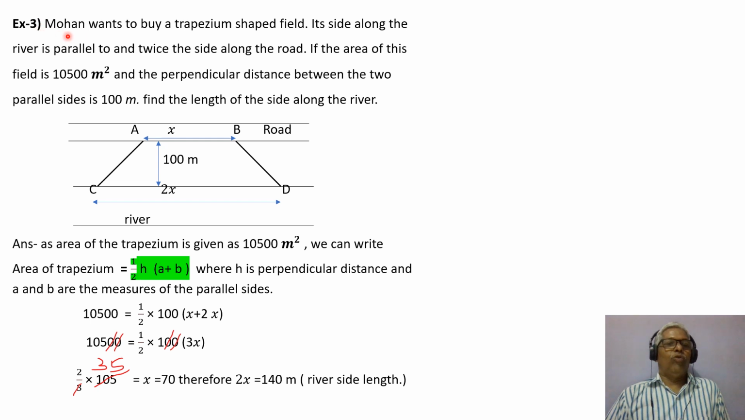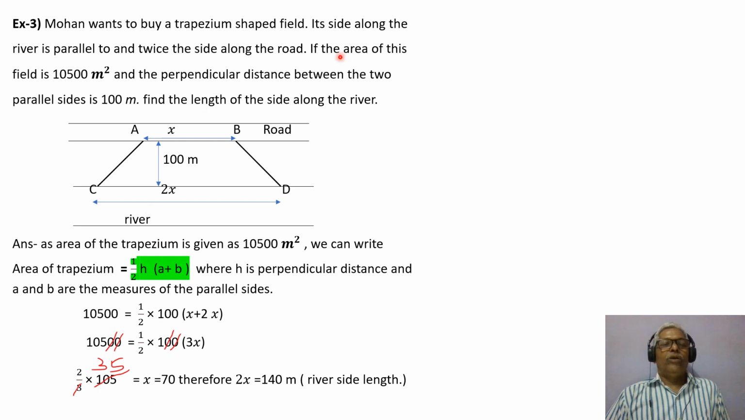And what is given? Mohan wants to buy a trapezium shaped field if its side along the river, that is talking about this side, is parallel to this side along the road, and twice. That means this is twice. Remember that. Understanding this is very, very important. It's talking about the side along the river, which is twice. So for this, generally we take this as x and this will be 2x. Then we'll find the value of x.